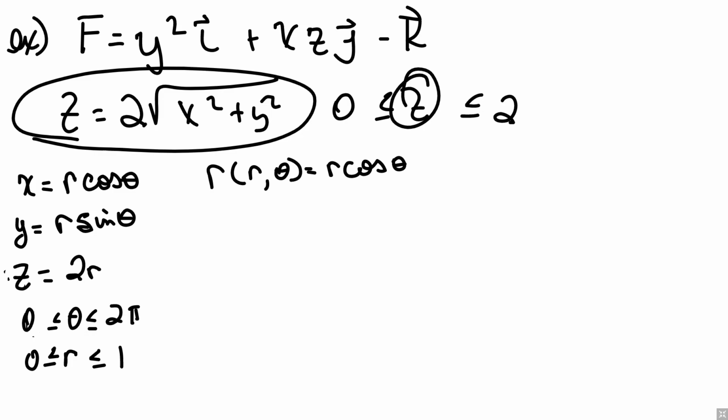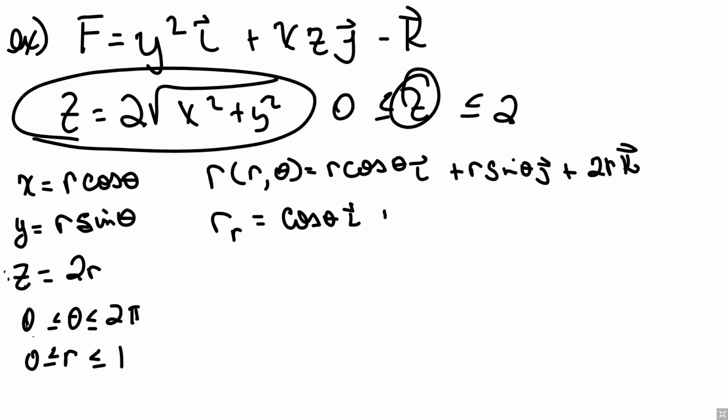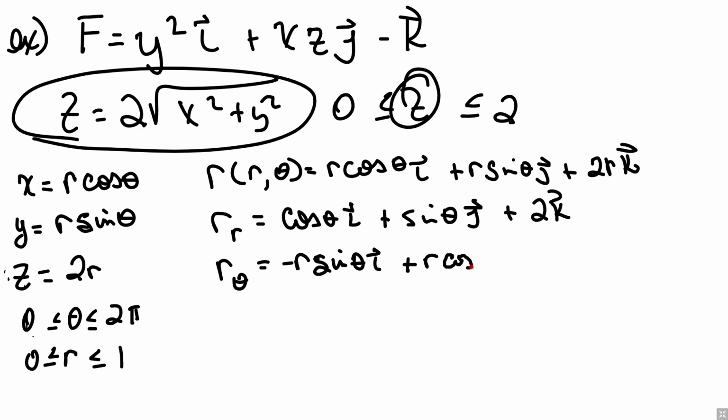All right. So our parametric form will be r cosine theta in the i direction plus r sine theta in the j plus 2r in the k. The partial with respect to r is cosine theta in the i plus sine theta in the j plus 2 in the k. The partial with respect to theta is negative r sine theta in the i plus r cosine theta in the j plus 0 in the k. Any questions there?